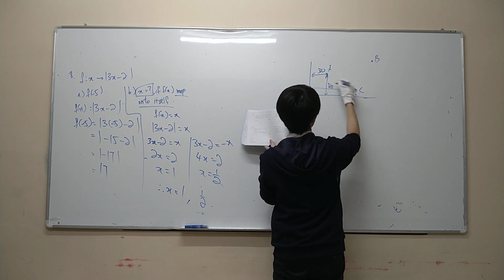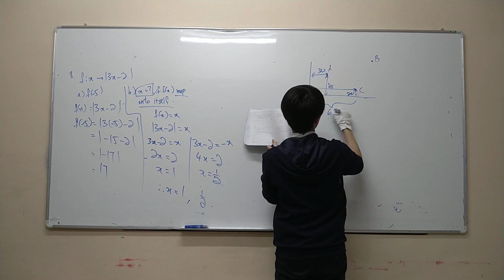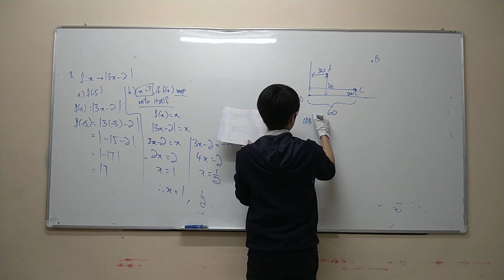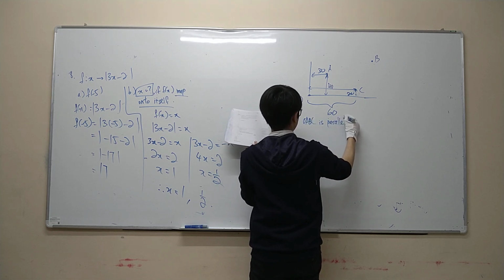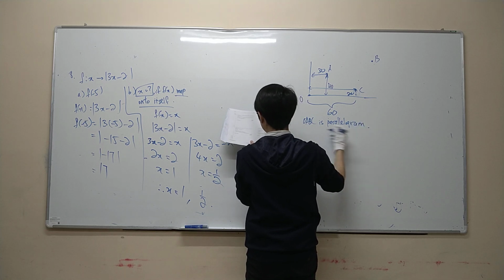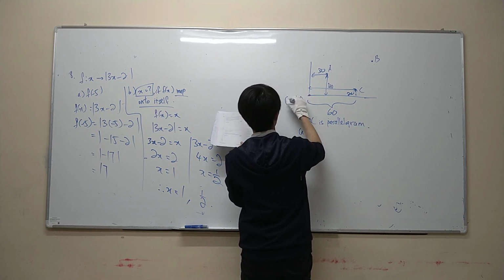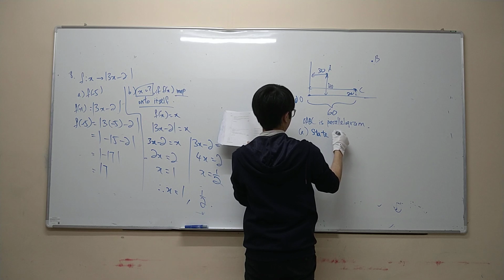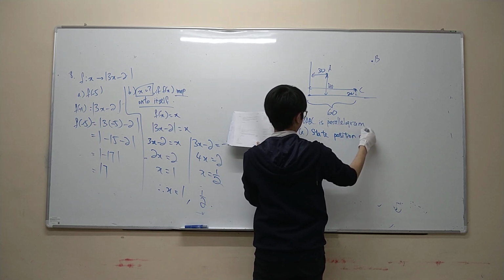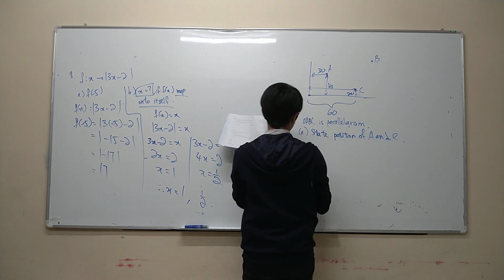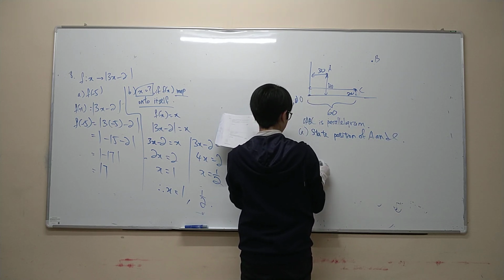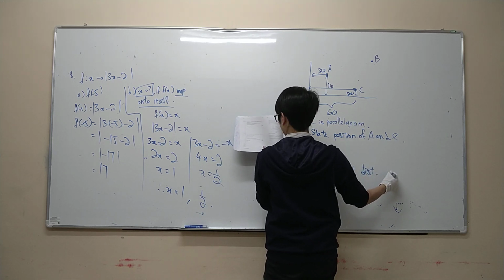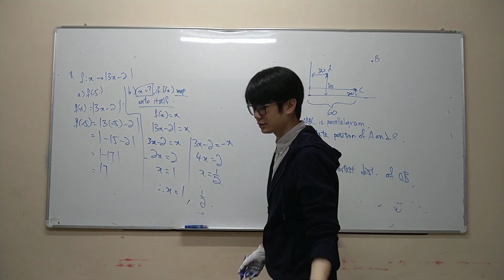and here is 60, and then B alright, and then OABC is parallelogram, and then soalan A, the O is 0, 0, and then find state position of A and C. And then B, find shortest distance of OB. Alright, let's start solving this question.